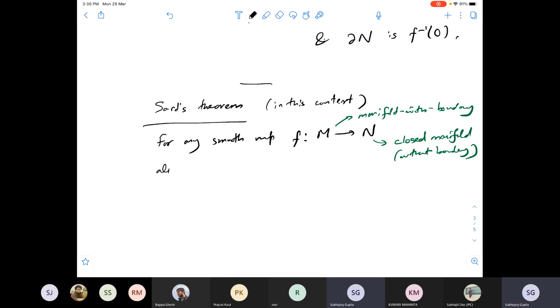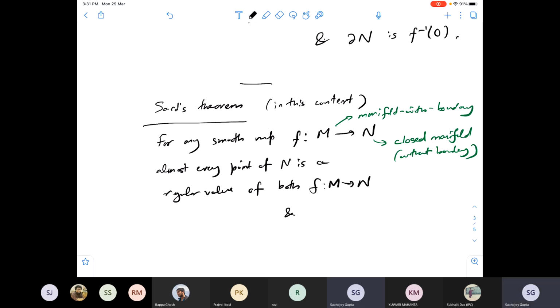Almost every point of N is a regular value of both maps: the map M to N, and the boundary map from the boundary of M to N. Okay, so here you have to try to understand what it is to be smooth at a boundary point.